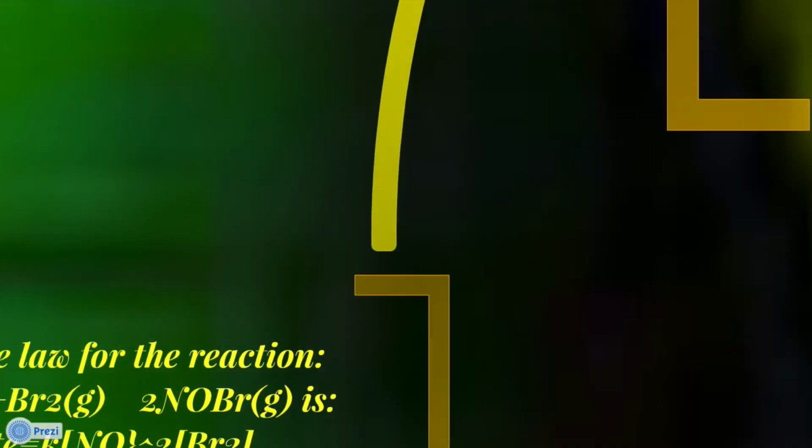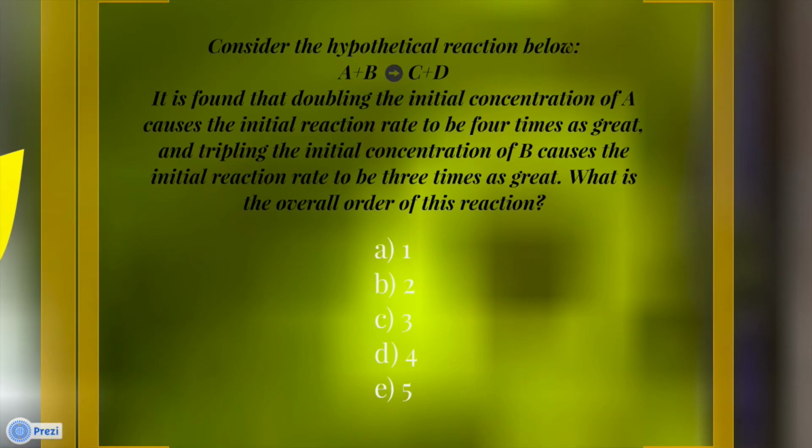Consider the hypothetical reaction below. It is found that doubling the initial concentration of A causes the initial reaction rate to be 4 times as great, and tripling the initial concentration of B causes the initial reaction rate to be 3 times as great. What is the overall order of this reaction? So first let's look at A. It says that when you double the concentration of A, then the rate is times 4. The square of 2 is 4.